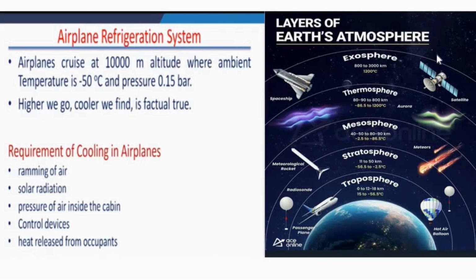Number 1, ramming action of the air. Number 2, solar radiation. Number 3, pressure of air inside the cabin. Number 4, control devices. And number 5, heat release from the occupants.